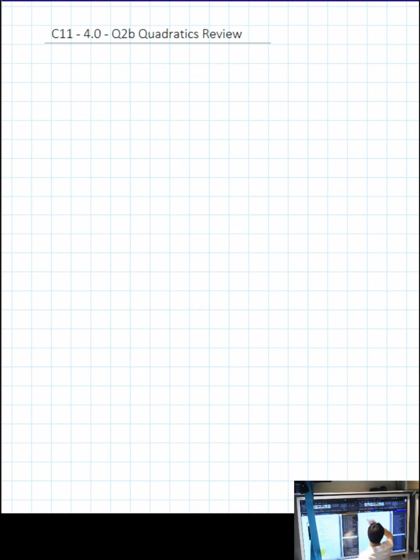Okay, so we've got 2b. 2b says y equals negative x squared minus 5x.